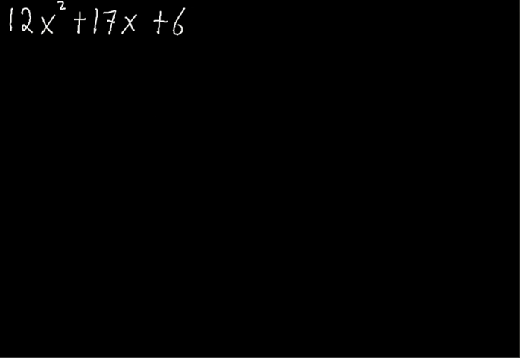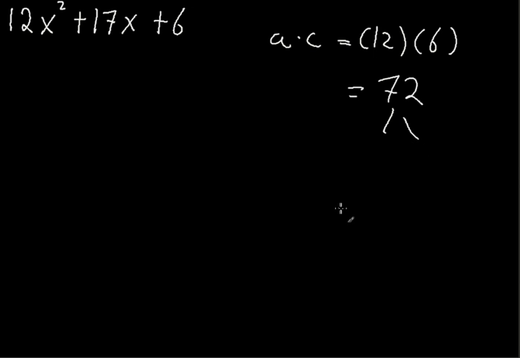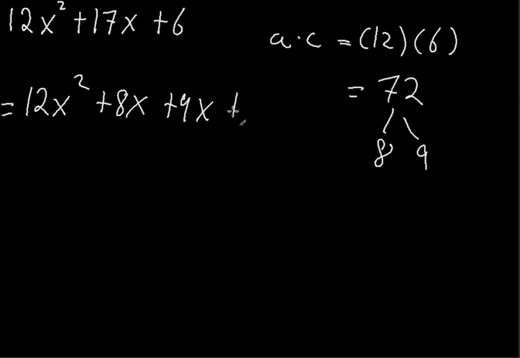Let's look at this example. So we have 12x squared plus 17x plus 6. Well, can I factor out anything? 12, 17, 6? No. So AC equals 12 times 6. Well, that's going to be 60 plus 12. That's 72. Okay. Now, what factors of 72 are going to add to 17? Getting harder now. 8 and 9 would work. So let's see, 12x squared plus 8x plus 9x plus 6.